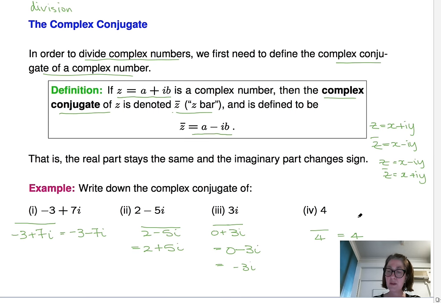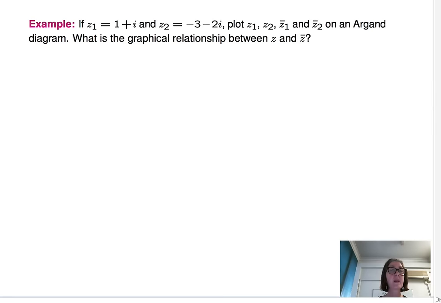So I've got, this is really 4 plus 0 times i. So I could write this as 4 minus 0 times i, but really it's just 4. Okay, so that's the complex conjugate. So let's think about what happens if we plot some complex numbers in the Argand plane and take their complex conjugate. So what effect does taking the complex conjugate have on a complex number geometrically?